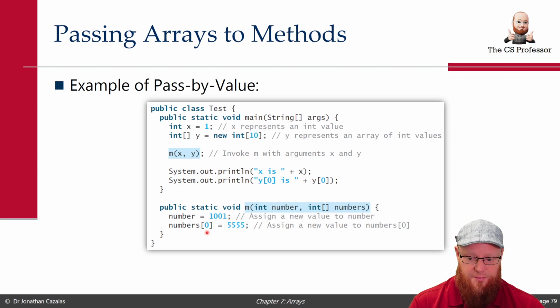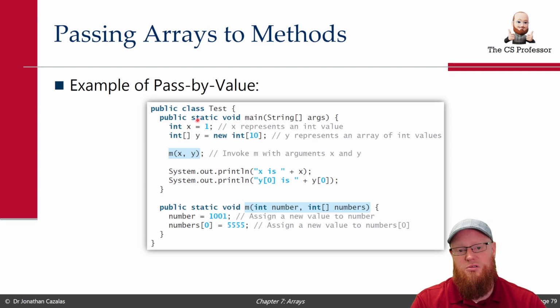We then perform this method. What does the method do? We save 1001 into number, and then we save 5555 into numbers 0. Finally, we have two print statements. We say x is x, y of 0 is y of 0. Well, this first print statement, x is, what gets printed? It's either one of two options. Either we're going to print the value 1, or we're going to print 1001. Remember, we sent over x as 1. It came here to number. So number was 1. We then overwrote what was inside number, and number became 1001. But x is still 1.